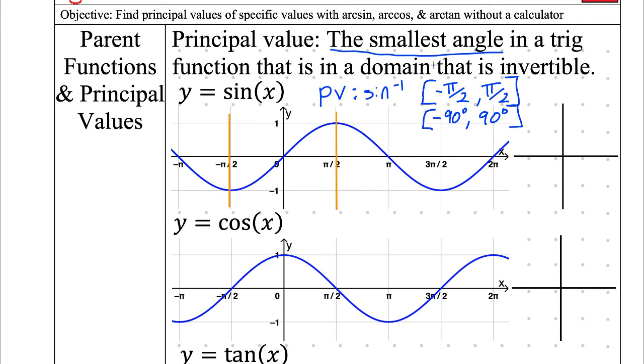So between negative pi over 2 and pi over 2, and if you're thinking of a unit circle, another representation of the sine or inverse sine function, if I'm looking at the unit circle, between negative pi over 2 and pi over 2 means I'm looking right here.